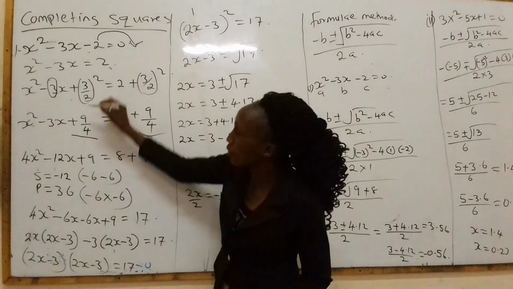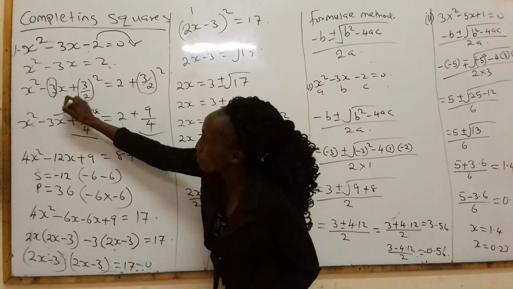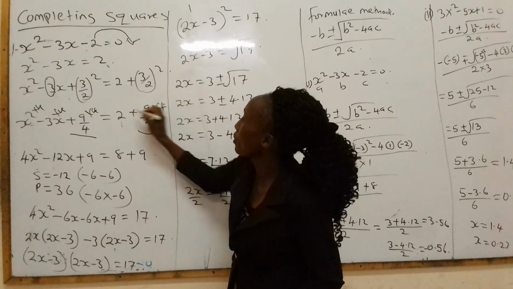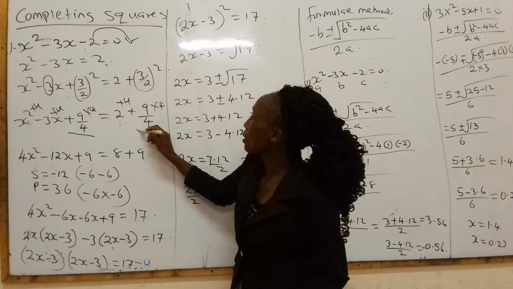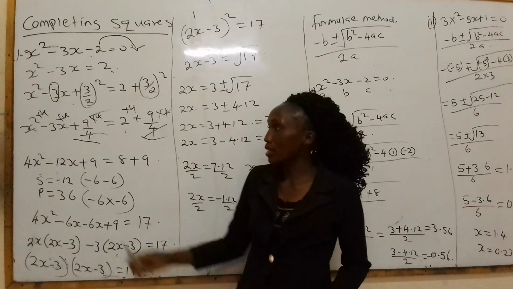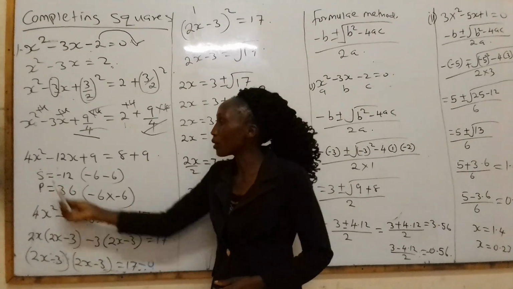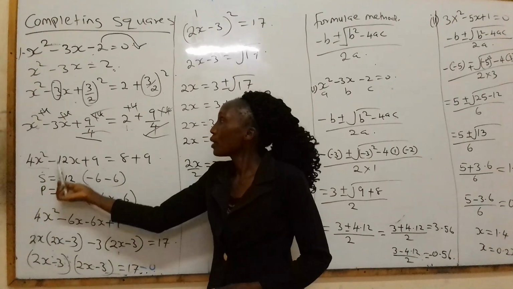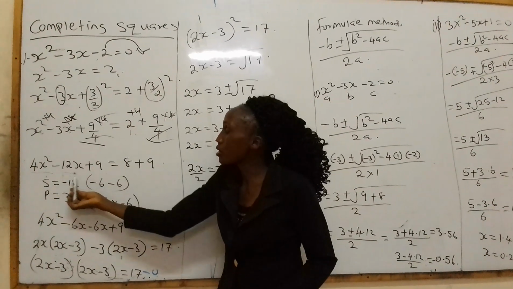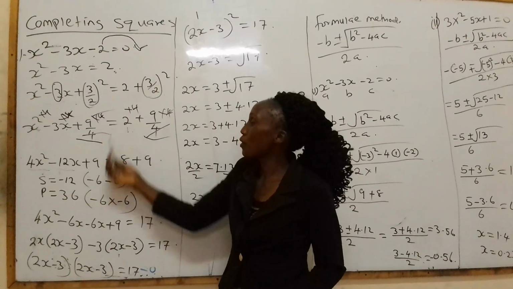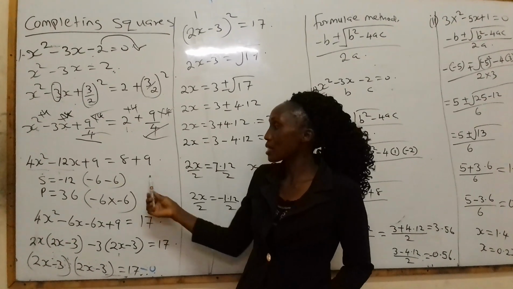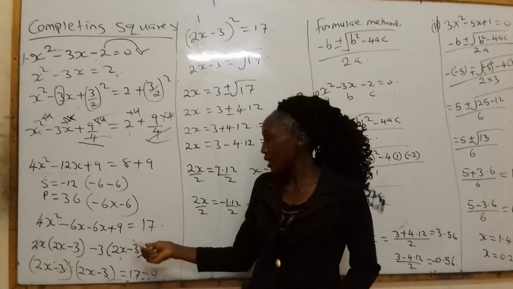If you multiply this side by 4, and the other side by 4, the 4 and 4 will cancel. X squared times 4 gives 4x squared. The coefficient 3 times 4 is 12x. The 4 times 9 over 4 remains 9. The other side is 8 plus 9, and 8 plus 9 is 17.